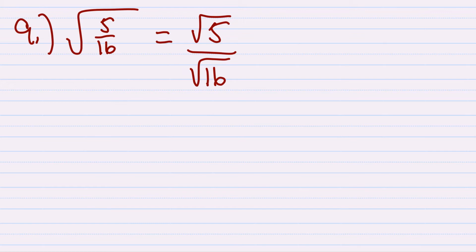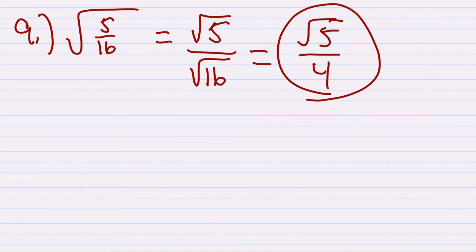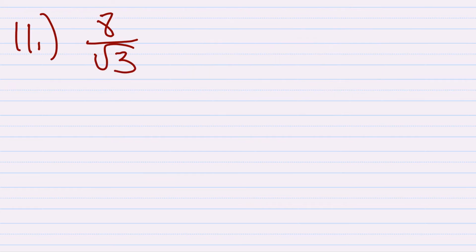I look at radical 5. It can't be broken down. Well, 16 is perfect, so the whole thing turns into the square root of 5 all over 4. This is simplified because there's not a radical on the bottom, and there's no perfect number that goes into 5. So that's it. Number 11, I have 8 over radical 3. This is not simplified because there's a radical on the bottom. So remember, you're not allowed to have a radical on the bottom.